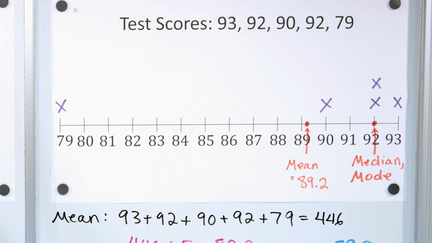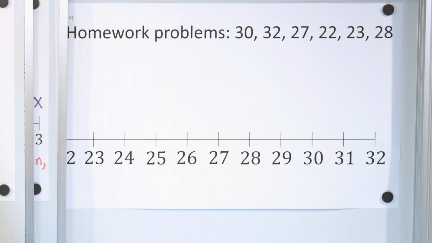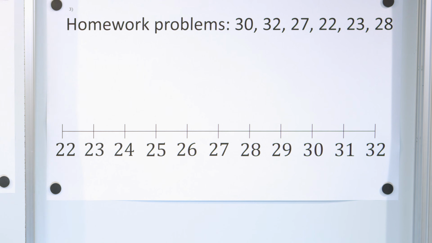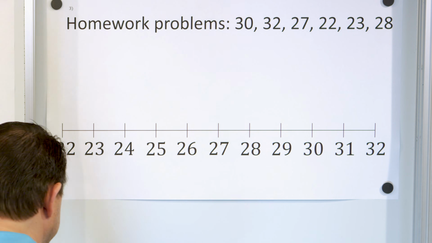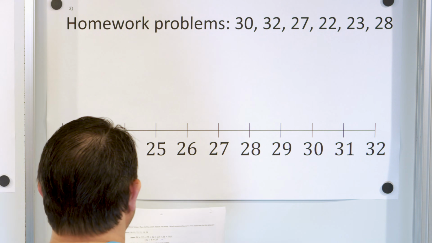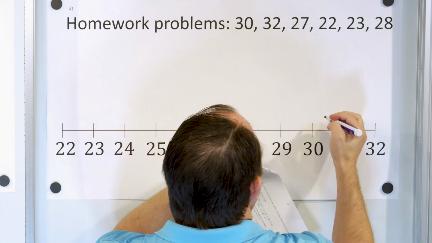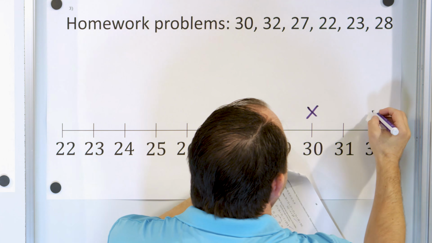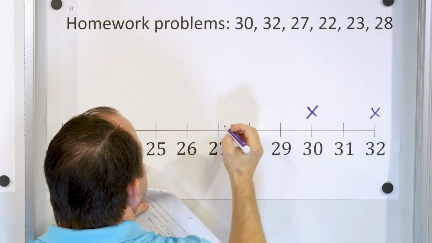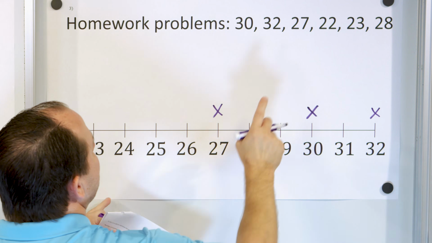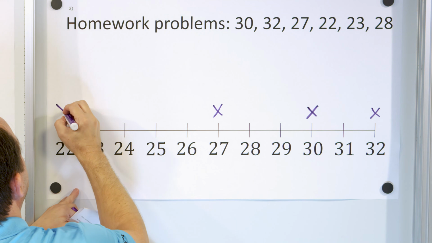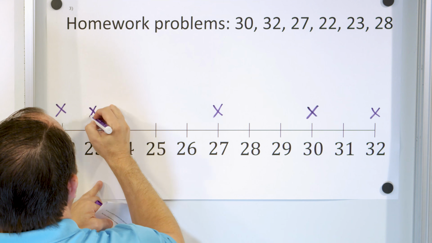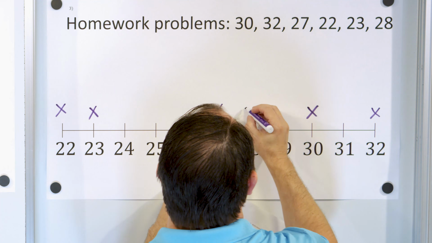All right, let's take a look at one more, and we'll call it a day here. So we have some homework problems, and this is the number of homework problems the teacher assigns to the students on different days. So let's say on one day, the teacher assigns 30 problems of homework, and on another day, they assign 32 problems of homework. On another day, they assign 27 problems of homework. On another day, they assign 22 problems of homework. On another day, 23 problems of homework, and on another day, 28 problems of homework.